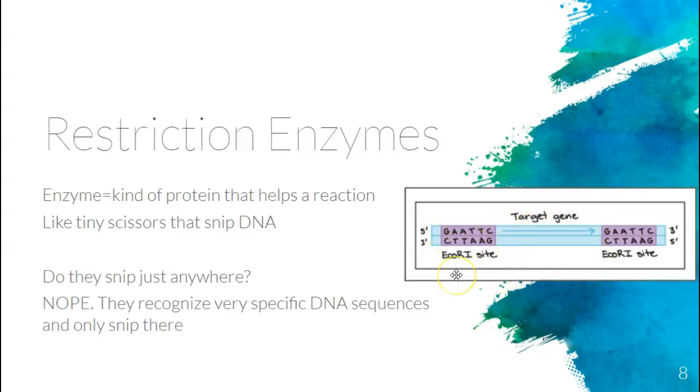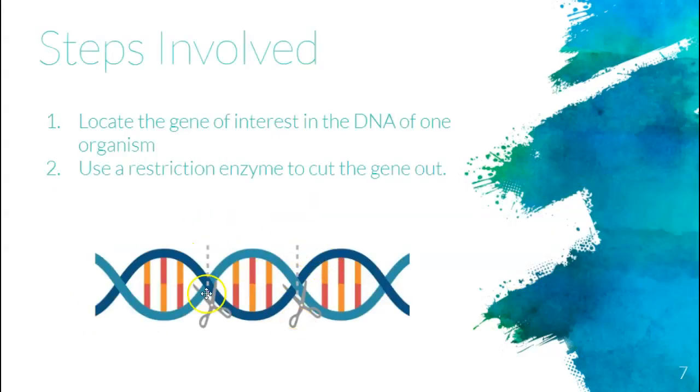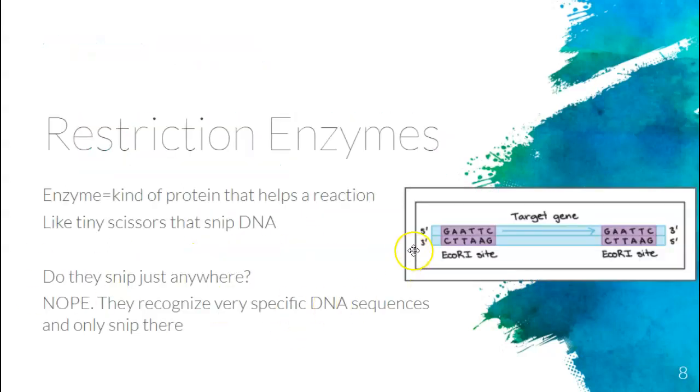One's called EcoR1. When EcoR1 sees this specific sequence, GAATTC, it's going to snip there. So notice if our enzyme snips, look, we've got our gene that we wanted right there in the middle. That's the zoomed in version of this. That's why it snips there, because this EcoR1 enzyme snips whenever it sees this sequence of DNA. More on this later. You'll be doing more with this later.